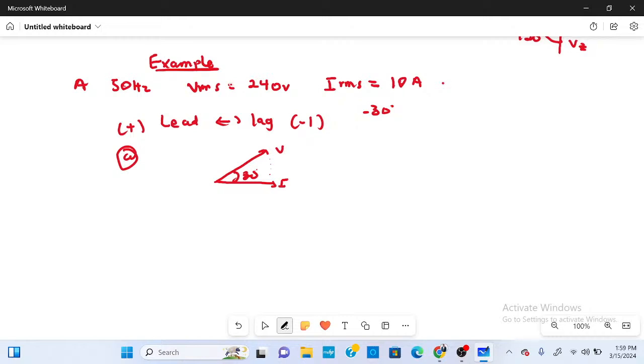Now, the next part of the problem is: express the voltage and current, I and V, as a function of time.